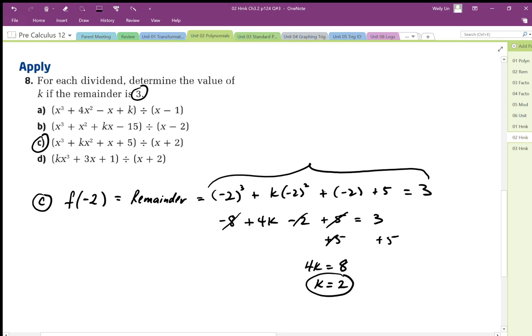So we're using the remainder theorem to plug the root into the function, and that allows us to make it equal to the remainder, and then that gives us an equation to solve for k.